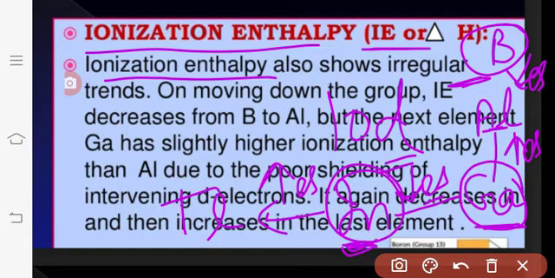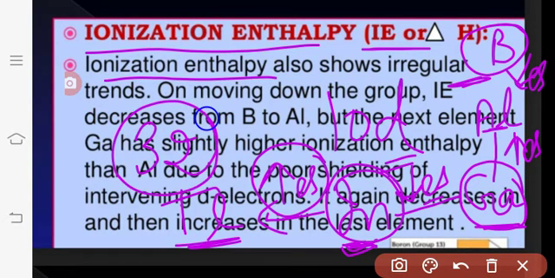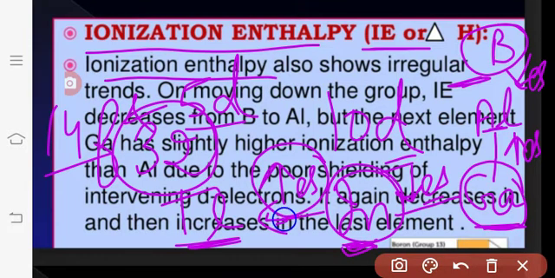Now, the increase in ionization energy from indium to thallium is because the nuclear charge increases by 32 units, which outweighs the shielding effect of all the electrons of the inner shells, including 4f and 5d electrons. Here both f and d electrons are involved. So its ionization energy increases.